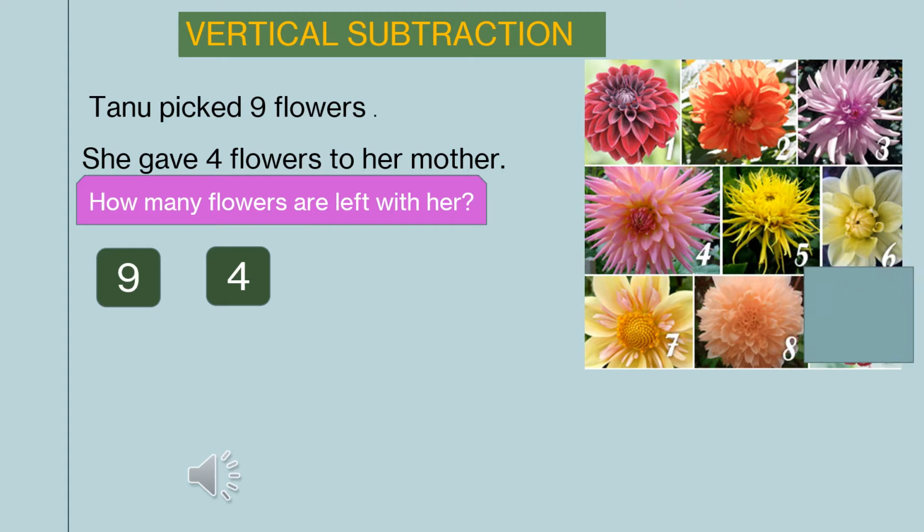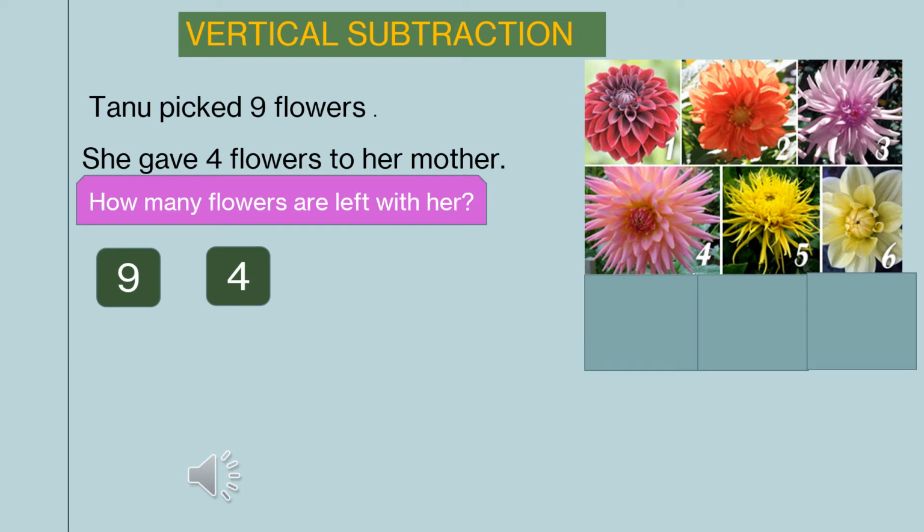9, 8, 7, 6. So how many flowers are left with her? Yes, you are correct. She is left with 5 flowers. We have done subtraction horizontally.